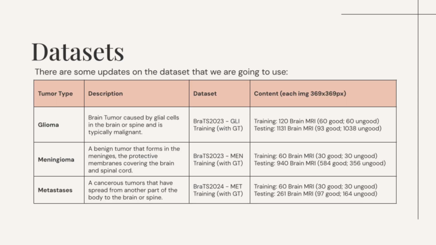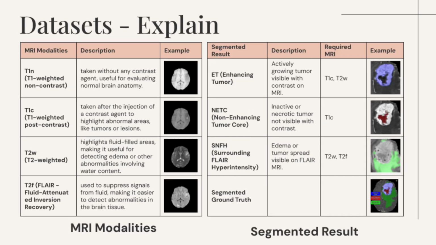For this project, we used the BraTS Challenge 2023 and 2024 datasets with 369 by 369 pixel MRI images for three tumor types: glioma, which are malignant tumors in the brain or spine; meningioma, which are benign tumors in the meninges; and lastly, metastasis, which are tumors that have spread from other body parts. Each dataset includes 4 MRI modalities and their corresponding segmented ground truth images.